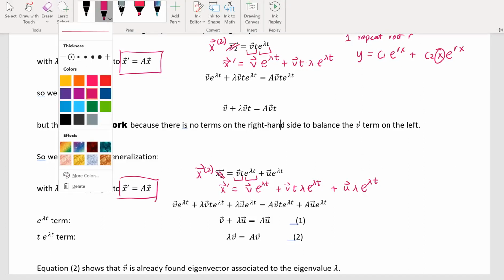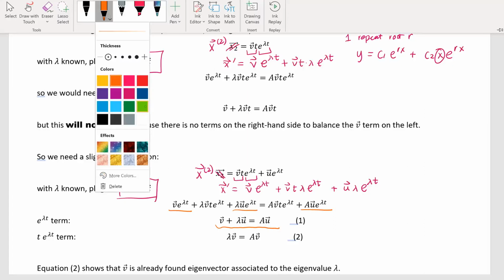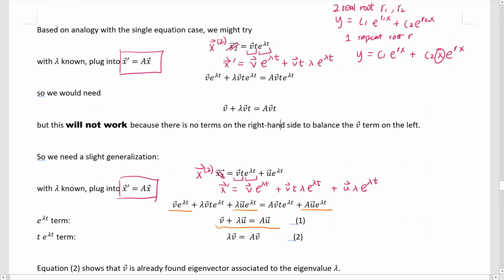Let's look at the coefficient of the terms. The e to the lambda term, so here, this guy and this guy and this guy. So we have v plus lambda u equals Au. Alright, next, let's compare the t times e to the lambda t term. On the left hand side, we have lambda vt. On the right hand side, we have Avt. So the coefficient is Av equals lambda v.